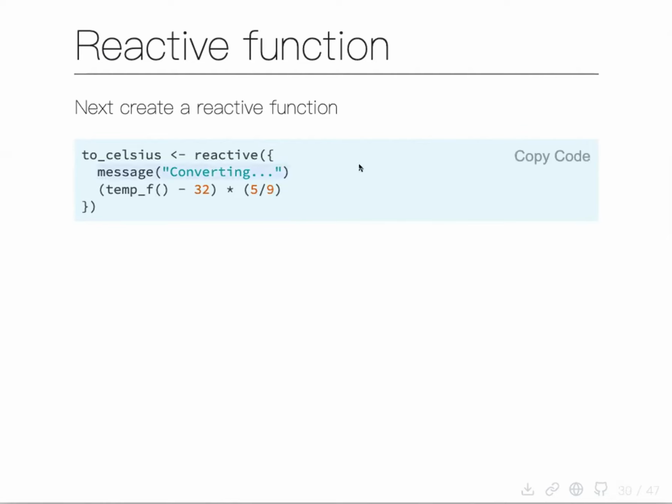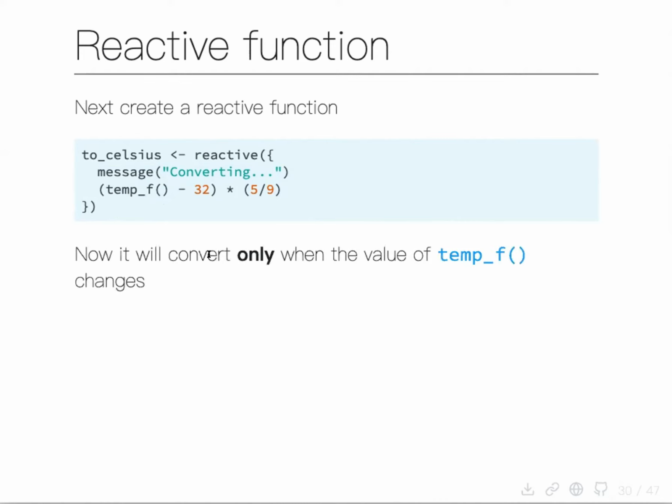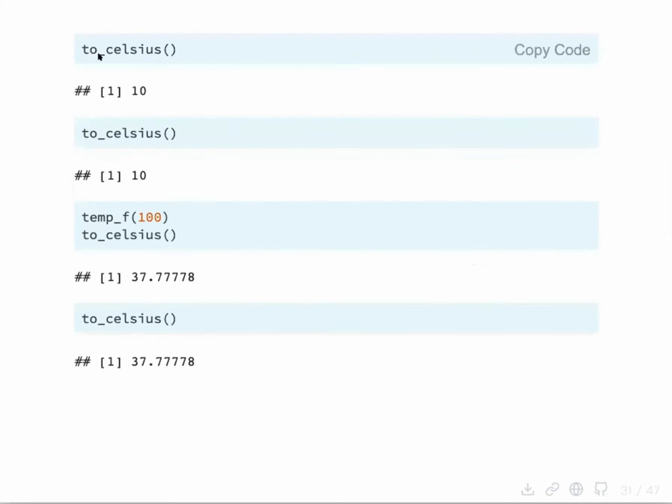So what I'm going to do is I'm passing this message that says converting. Okay, so this message is only going to be run when this function is run, right? And so here I call tempF, my reactive variable, and then the rest is the same. And now, if I did this right, it should only print this message when it's actually doing the conversion. So if tempF changes, then it's going to run this code in here, and it's going to print this message converting. And otherwise, it's just going to give you back what it was last time, basically.